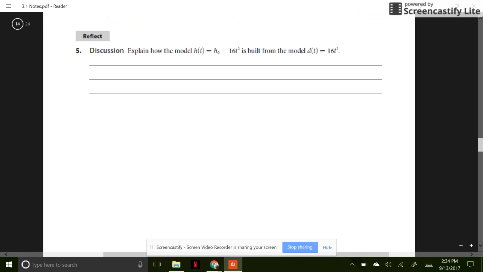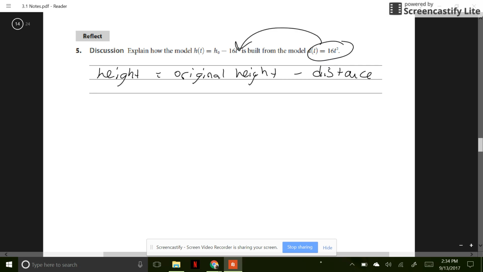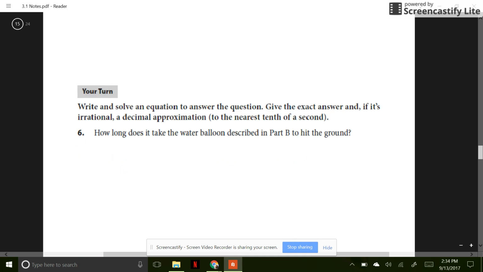If you want to explain how that model is built from the original model, it makes sense that our height at a certain time is equal to our original height, that's our h0, minus the distance fallen. So remember that d of t is 16t squared. That's why we're subtracting the distance from the original height, h0.